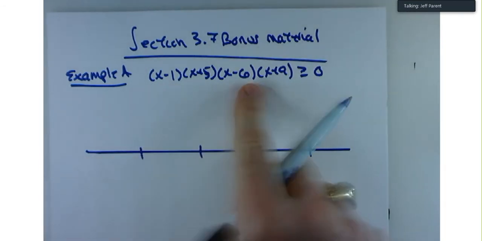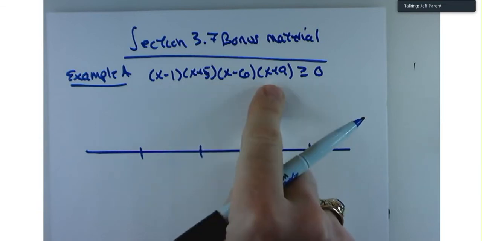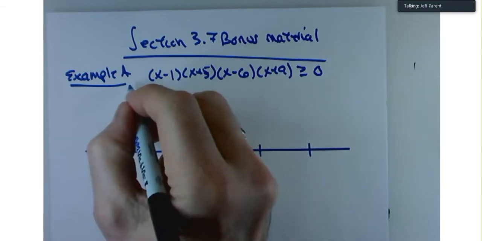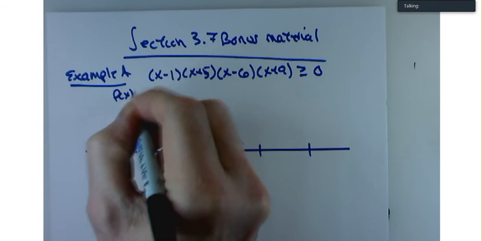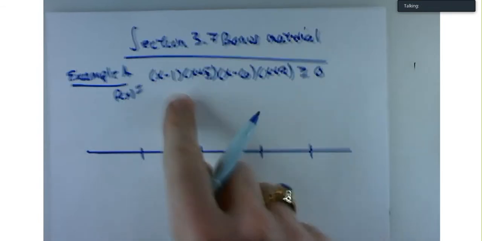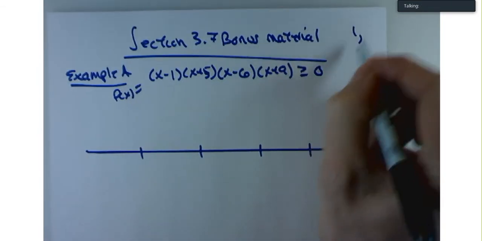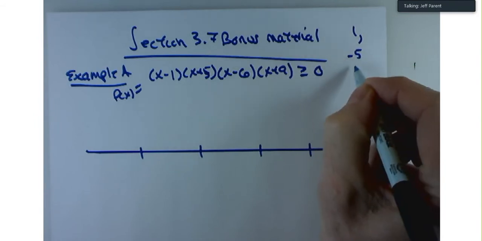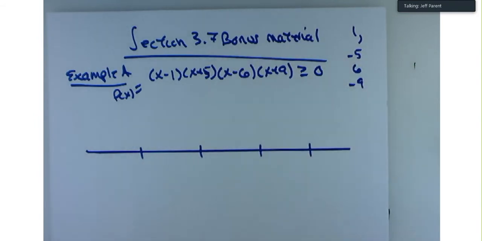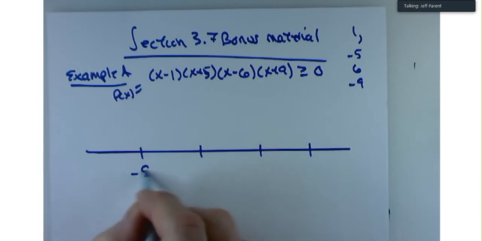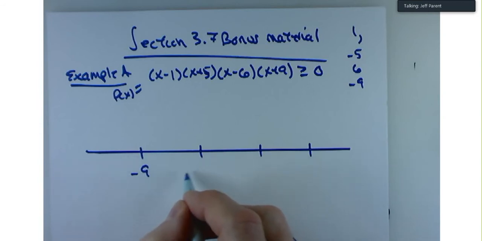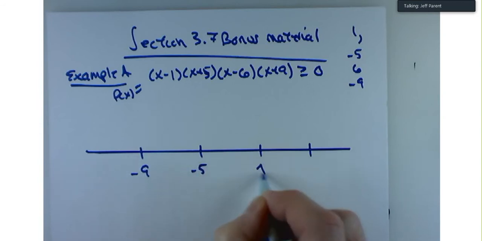So what places would this cross the x-axis? If you were to graph this as, say, p of x equals that. 1, negative 5, 6, and negative 9. Perfect. Let's put those in order on the x-axis, and thanks for that. So it's going to be negative 9, negative 5, 1, and 6.